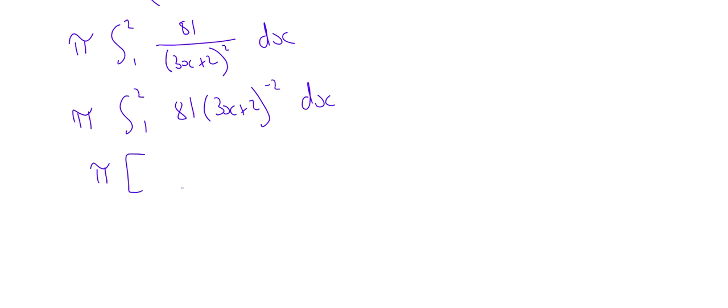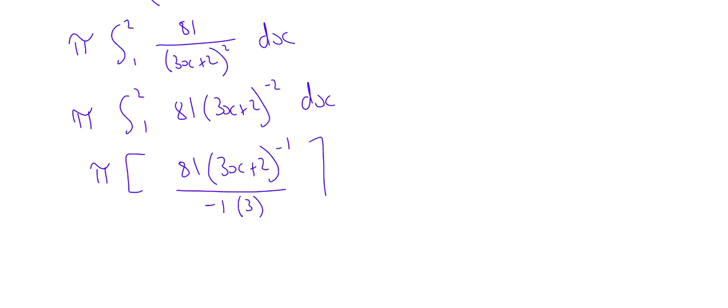So what happens here? How do I integrate this? Add 1 to the power. Let's do that first. So I've got negative 1. Now what? Yep, divide by negative 1. Is that it? Why is it times 3? Chain rule. Good. So we're also dividing by the derivative of the brackets.